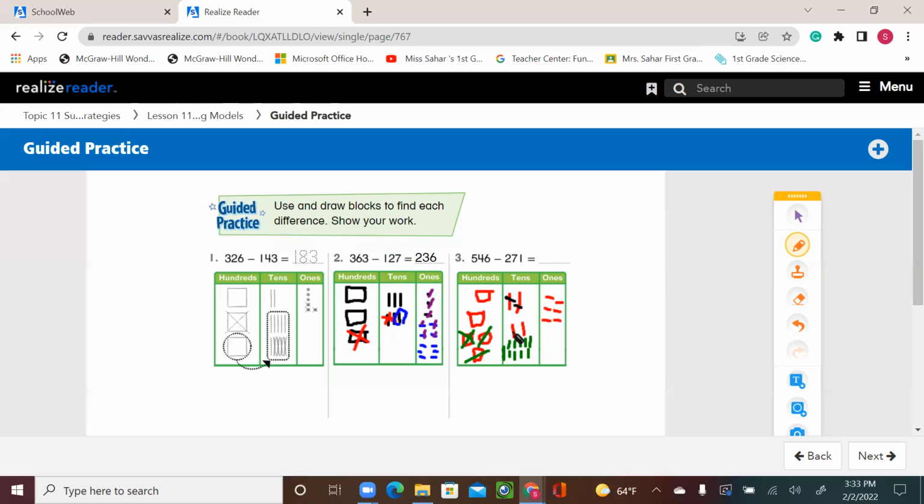1, 2, 3, 4, 5, 6, 7. Let's count how many tens we have. 1, 2, 3, 4, 5, 6, 7. And now I have 6 ones. I need to take 1. So here's the 1. So let's see how many hundreds, how many tens, and how many ones.